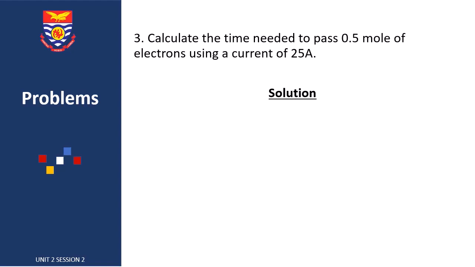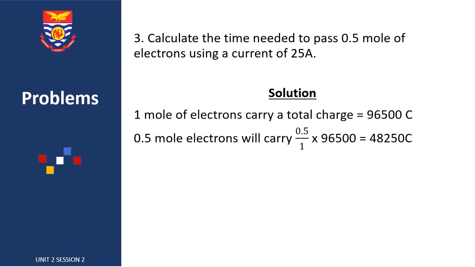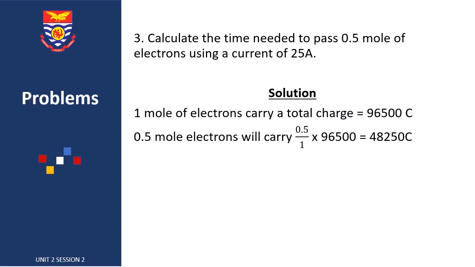So that is that, and we are proceeding with another problem. This time round, we are looking for time in terms of moles of electrons and current, but we will need the quantity of charge. You remember we have a relation that capital Q is given as I times t. So in order to go by that, we need to know our Q from the moles. Now we said that 1 mole of electrons would carry a charge of 96500 coulomb. So if 1 mole is equal to that, then 0.5 will carry 0.5 divided by 1 times 96500. That gives us 48250 coulomb.